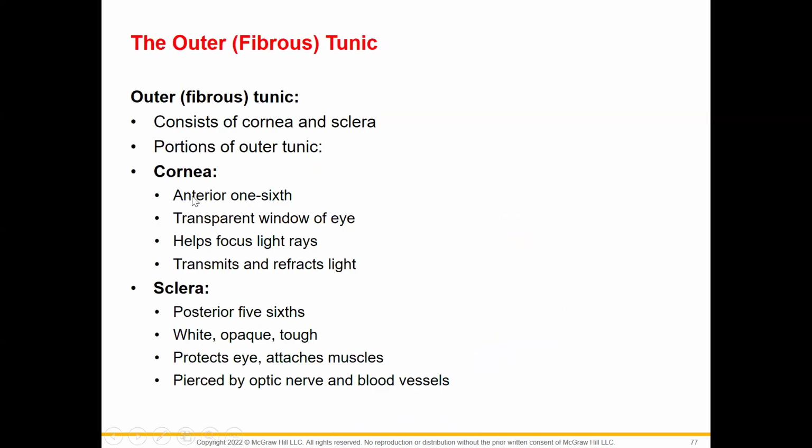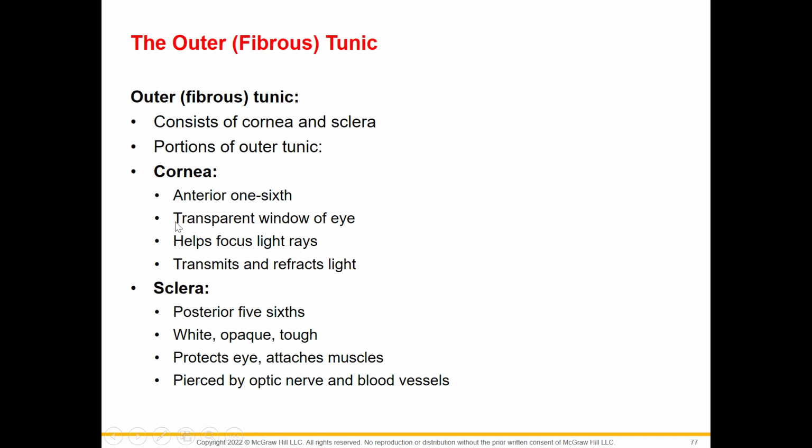The cornea is the anterior 1/6 of the fibrous tunic. It is the transparent window of the eye. Transparent means that light can get through it because it is clear. It helps focus the light rays, and it transmits and refracts light from the external environment to the back of the eyeball. The sclera is the posterior 5/6, so the cornea and sclera are continuous with each other.